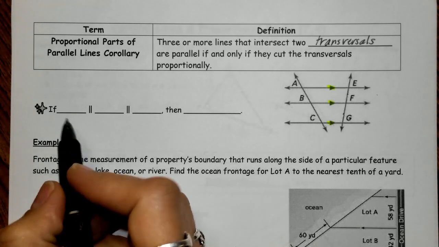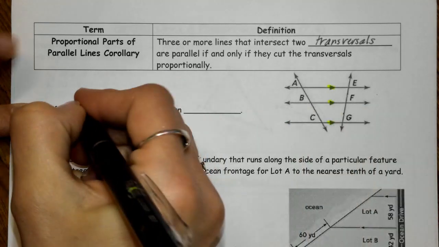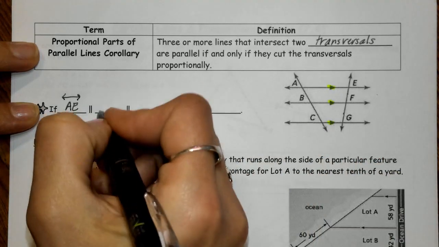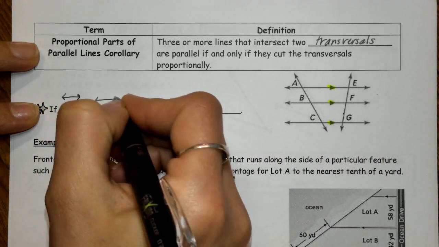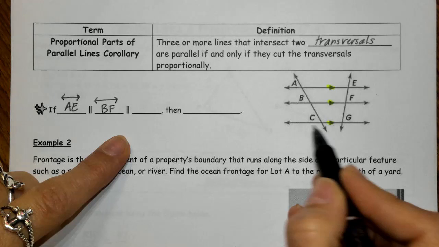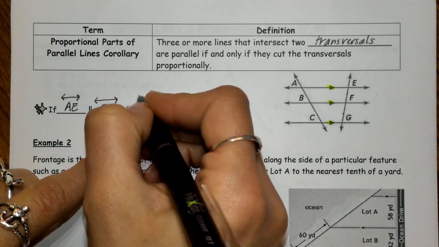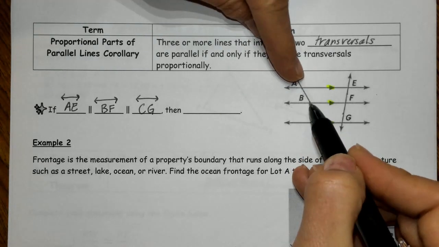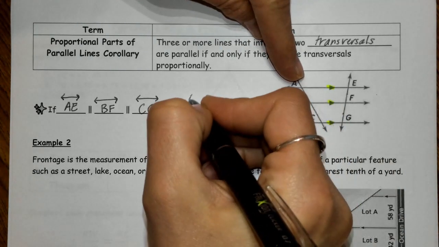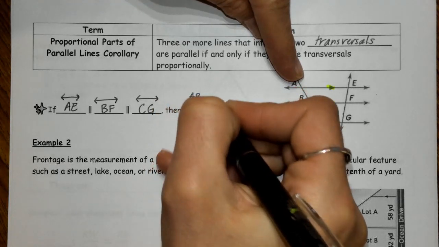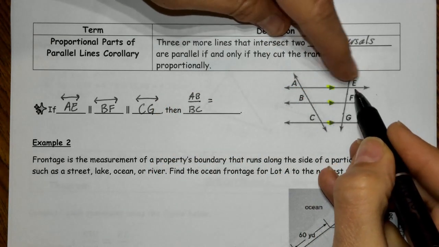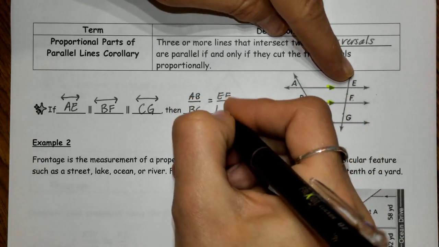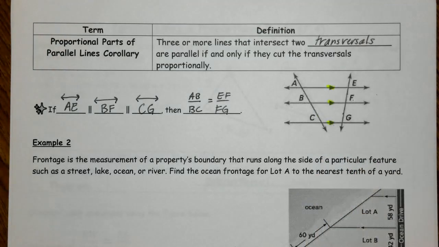So let's discuss a little bit more in here. If line AE is parallel to line BF and is also parallel to line CG, then we're going to have proportional parts of AB to BC. And this will be equal to the ratio of EF to FG. So then you could just have your proportions there.